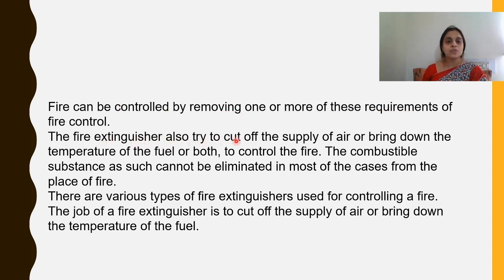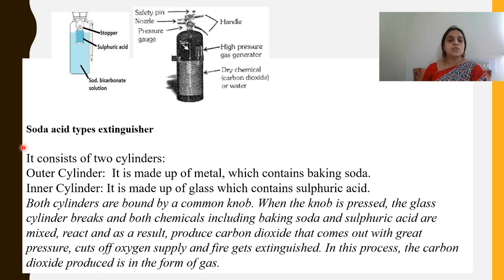Fire can be controlled by removing one or more of the requirements of fire. The fire extinguisher also tries to cut off the supply of air or to bring down the temperature of the fuel, or both. The combustible substances as such cannot be eliminated in most cases from the place of the fire. There are various types of fire extinguishers used to control a fire. The job of a fire extinguisher is to cut off the supply of air or to bring down the temperature of the fuel.